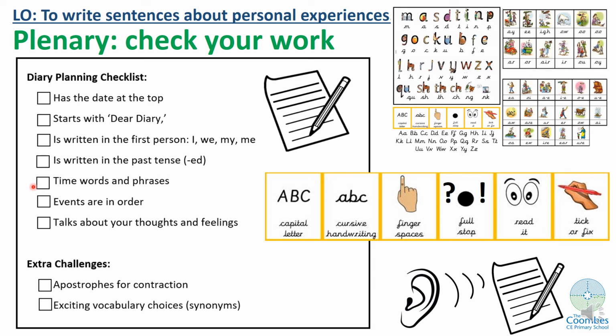You've got some time words and time phrases, so saying when you did things. The events are in the right order. It talks about your thoughts and feelings. And then if you did the extra challenges, you've got some apostrophes for contraction in there and some exciting vocabulary choices. So you thought really hard about what words you're going to use and tried to get some synonyms in there. You also need to make sure you've checked this as well. You've got your capital letters, your handwriting, your finger spaces, your punctuation, and you really read through your work. Now you're not done. You need to read it through and really recheck it. And you can check your spellings as well. So go back through your writing, check it all, check it makes sense, check it's all spelt right and you've got the correct punctuation. And then you can play to see your reflection.